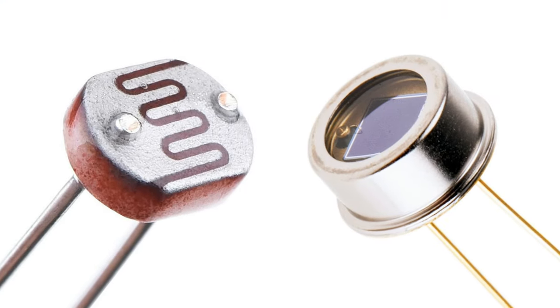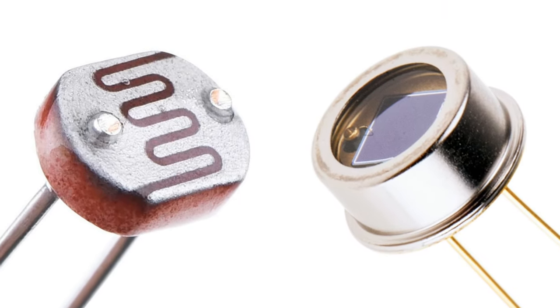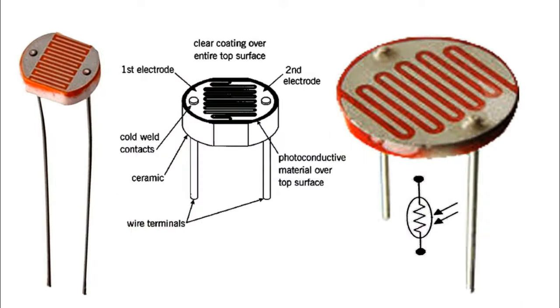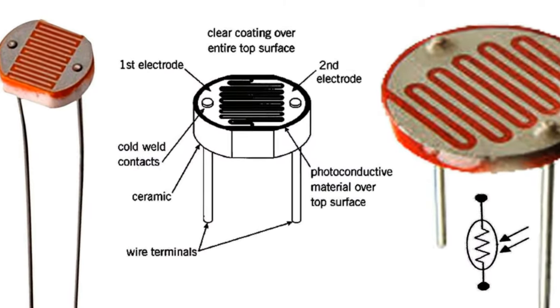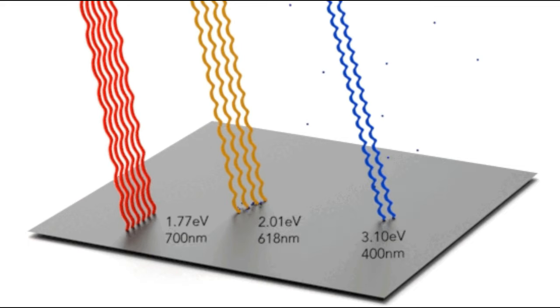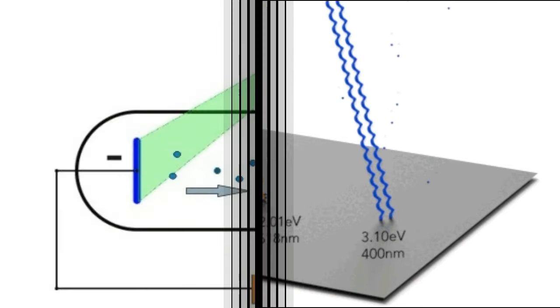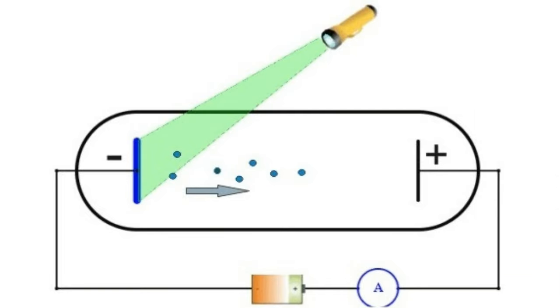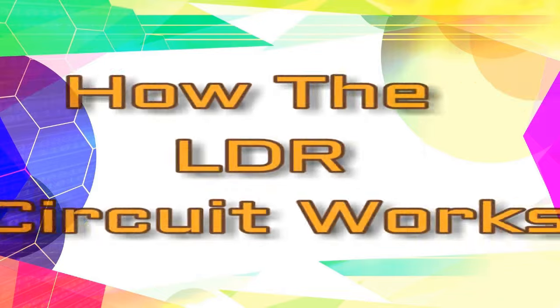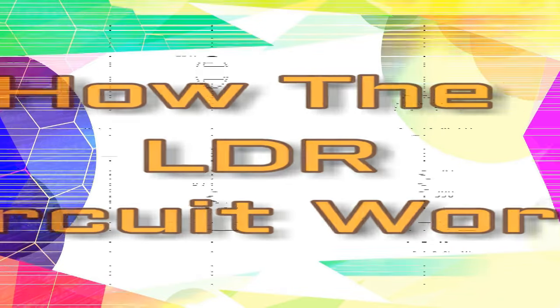Light-dependent resistors, LDR, are also known as photoresistors. They are made of high-resistance semiconductor materials. When light hits the device, photons energize the electrons. This causes them to jump into the conductive strip and thus conduct the electric current. How the LDR circuit works.